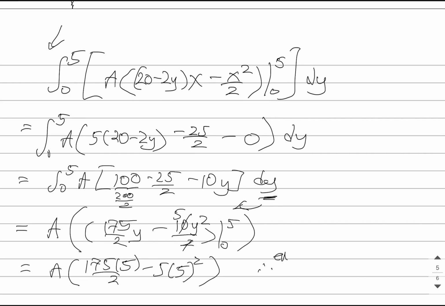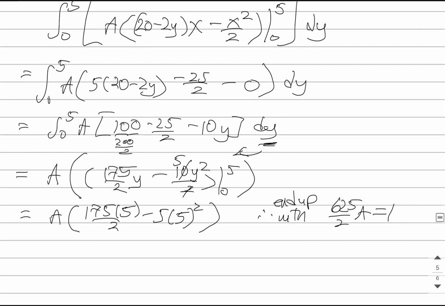So we're going to end up, after you do the simplification and all, with 625 over 2 a has to be equal to 1. And so that tells us that a is going to have to be 2 over 625. And that means then, to properly be a density, this function should have a constant of 2 over 625 in front of the rest of the portions.